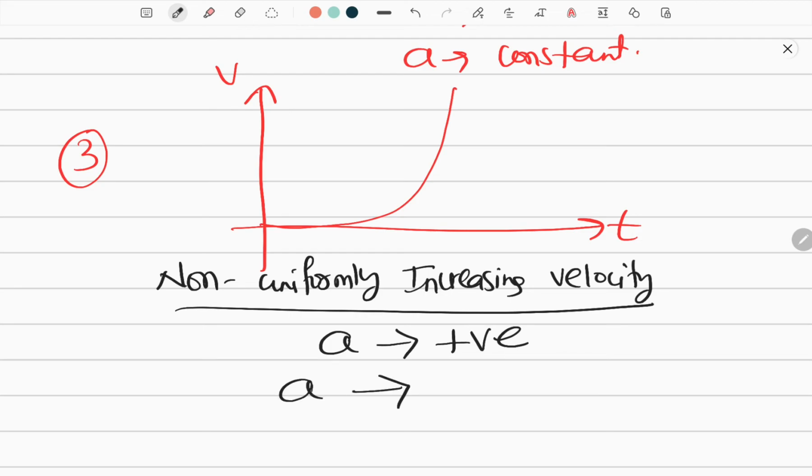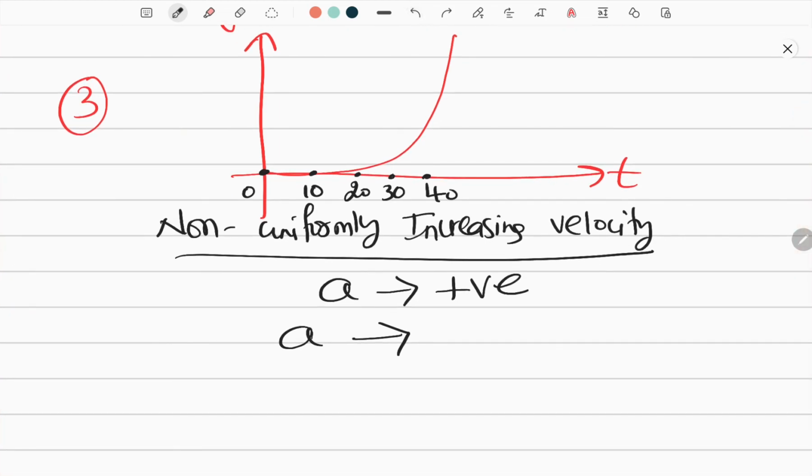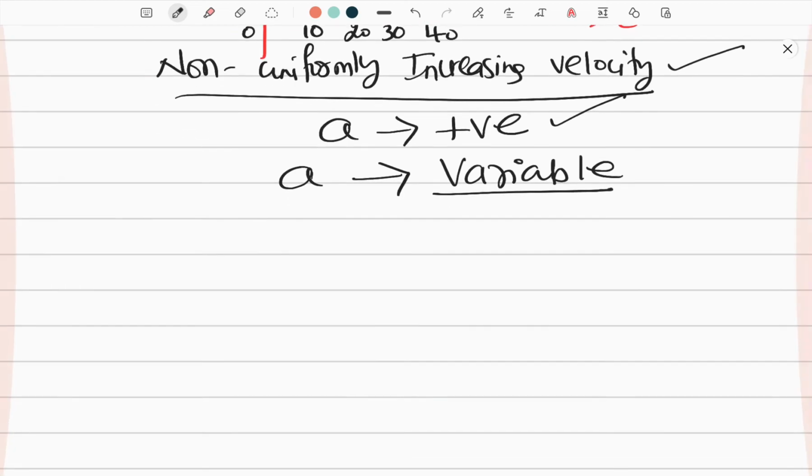it is not constant. Look at this: from 0 to 10 seconds almost the body was at rest, and from 10 to 20 seconds it is increasing slowly. From 20 to 30, 30 to 40, I mean, there are sudden jumps. Here, regularity is not there. Look at this, suddenly it has increased. So this is not uniform, so that is non-uniformly increasing velocity, and acceleration is positive, and acceleration is not constant. If it is not constant, it means acceleration is variable. All right, is it clear? I hope the third graph is also quite clear.